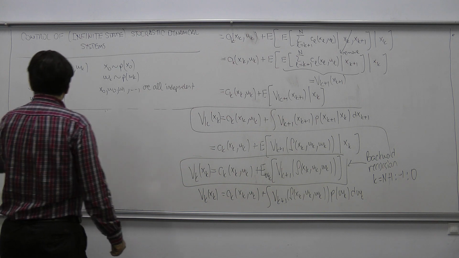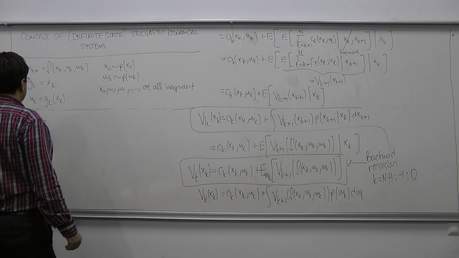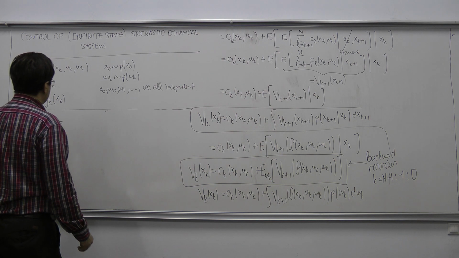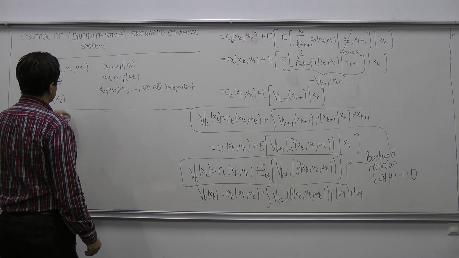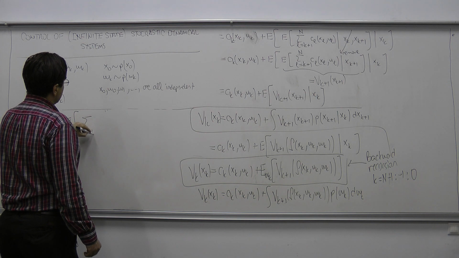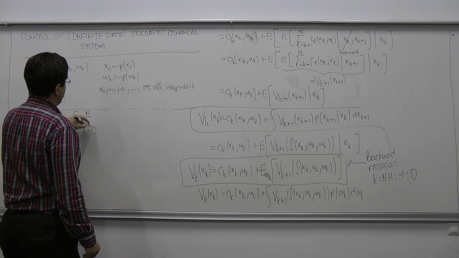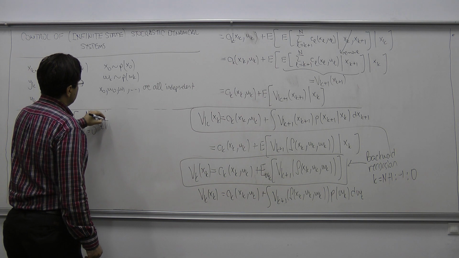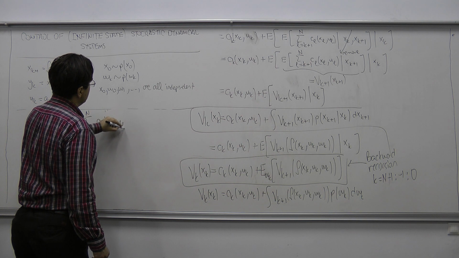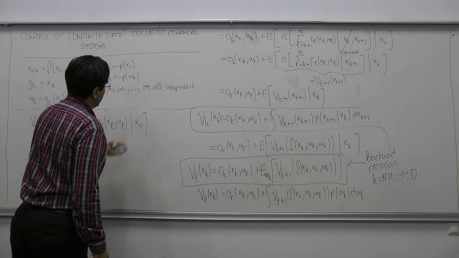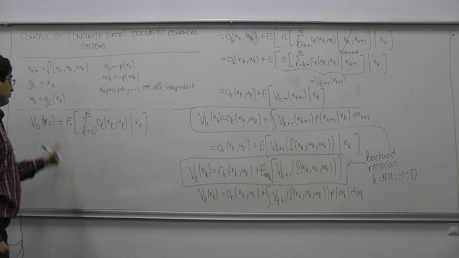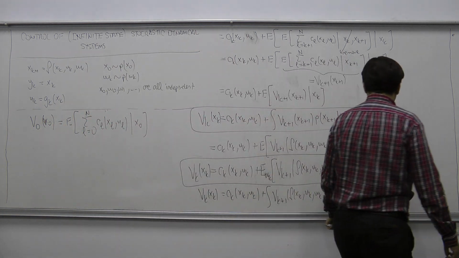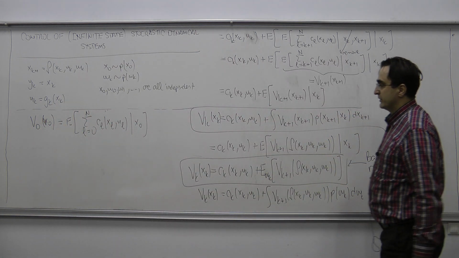And here we can calculate what V0 of x0 is. By the definition of Vk, V0 of x0 is nothing but the expected value, k equals 0 to n, sorry, let me put L here, of C_L of X_L, U_L given x0. This is the definition of V0 of x0, and we know that we can calculate this thing by going recursively backwards.